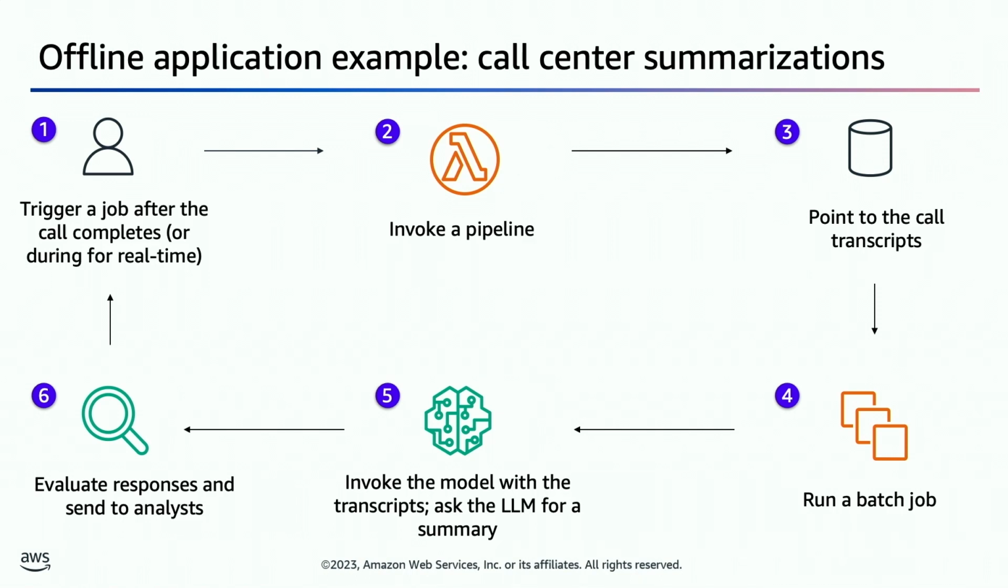So maybe I uploaded those to S3, and then using the upload to S3, I invoke a pipeline, probably the most common flow. And so I'll point to my call center transcripts, and then I'm going to run a batch job. So I'll spin up some instances, or just point to another LLM, maybe if the LLM is already serverless. And then I'm going to invoke the model with the transcripts.